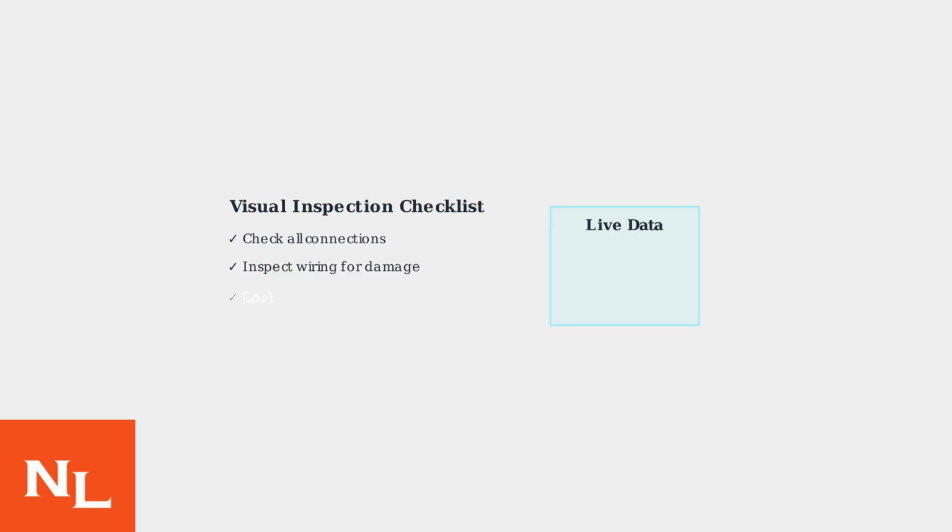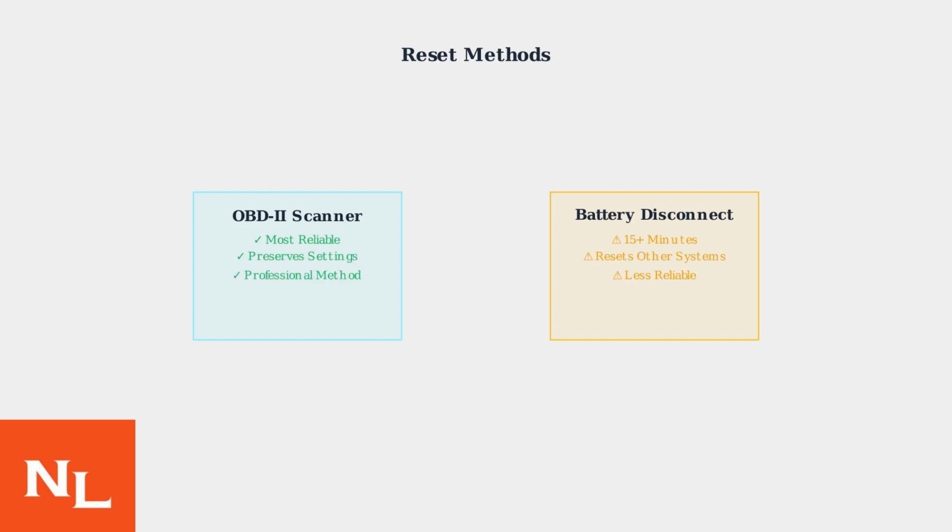occurred. Next, monitor live data to see real-time sensor readings and perform a visual inspection for obvious issues like loose connections or damaged components. After identifying and fixing the root cause, you can reset the check engine light. The most reliable method is using your OBD2 scanner's Clear Codes function.